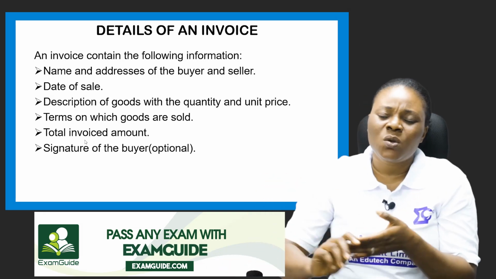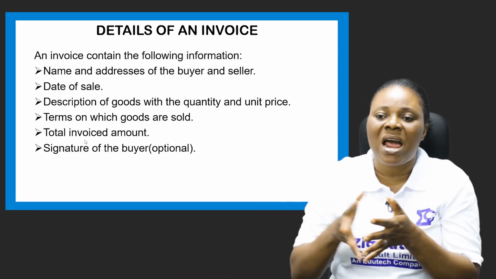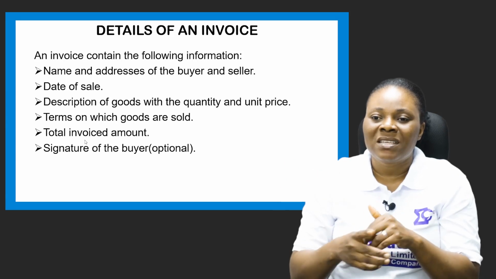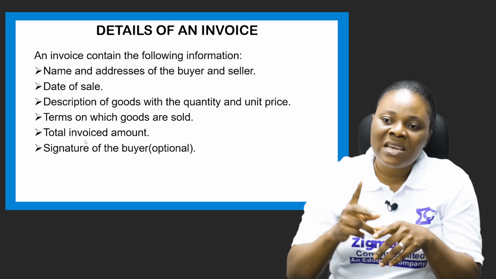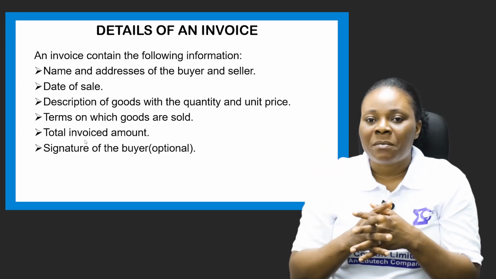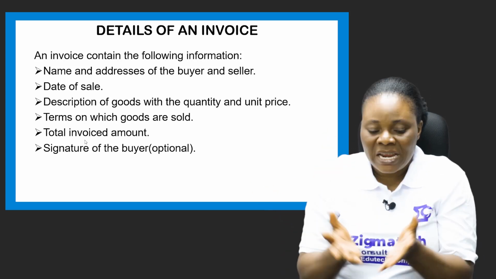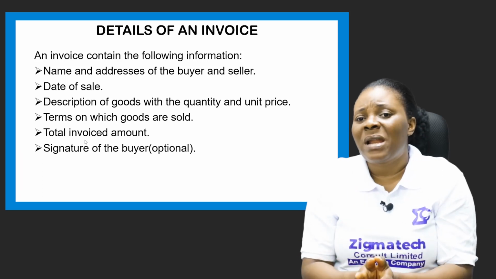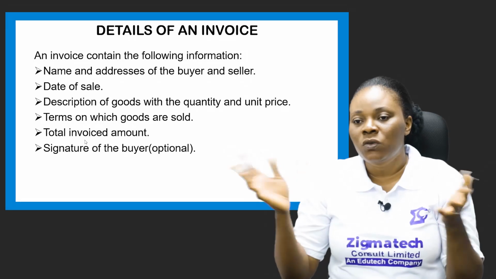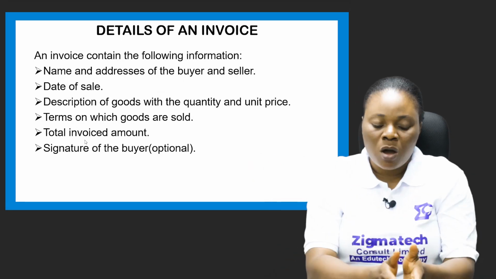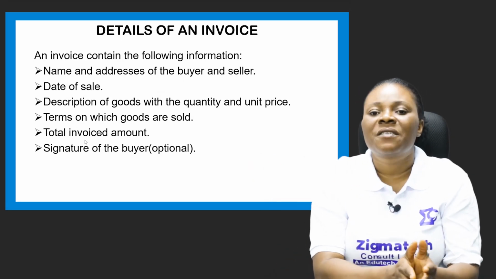Television set. Then there's also another column for the unit price. What do you mean by unit price? The price per one. The price for one item. If, for example, like the example I gave, you have supplied 5 television sets to Mr. Uzo. Now, on the quantity side, you have what? 5.